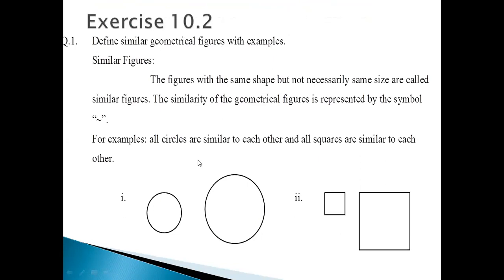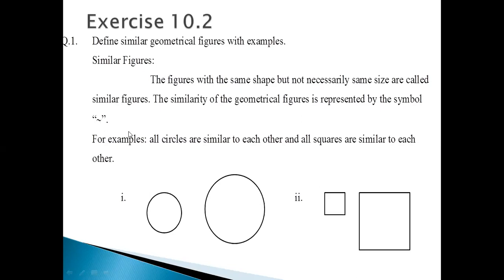Similar means which look the same but their measurements are changed. Their angles and side lengths are changed. Similar figures: the figures with the same shape but not necessarily the same size are called similar figures. It means that they look the same but their measurements are different. The similarity of geometrical figures is represented by this symbol. This symbol is used for similar.